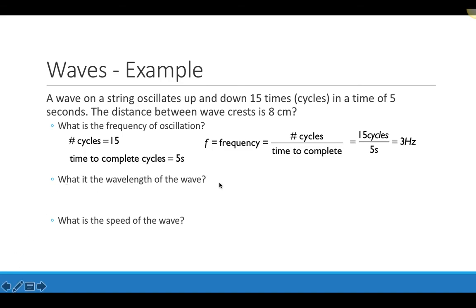What is the wavelength of the wave? Well, this is not something we have to calculate. The fact that they have given us the distance between wave crests tells us that the wavelength is 8 centimeters. We can also determine the speed of the wave, and we know the speed of the wave is the frequency multiplied by the wavelength. The frequency is 3 hertz and the wavelength is 8 centimeters, which gives us 24 centimeters per second. So here are just a couple of examples of how we could calculate the speed of a wave, how we measure the wavelength of a wave, and figure out frequency.